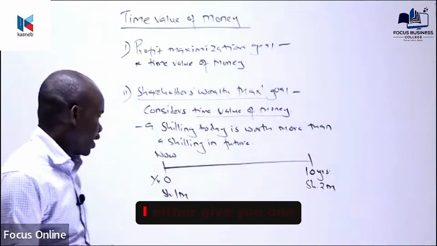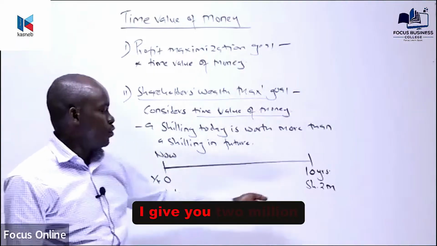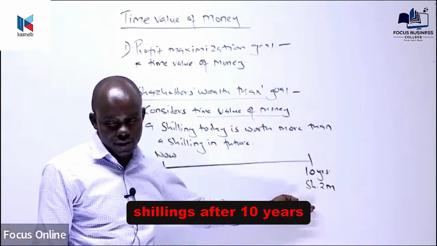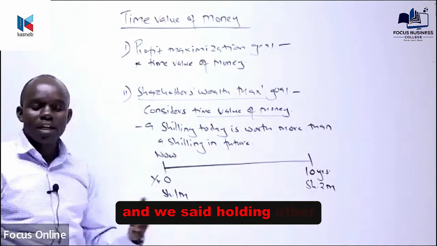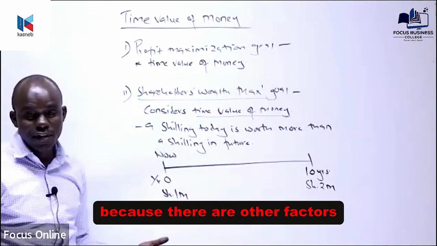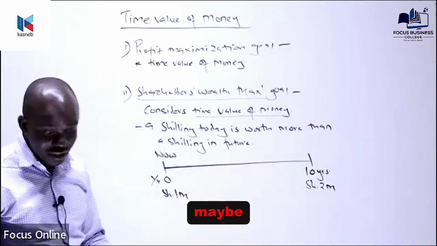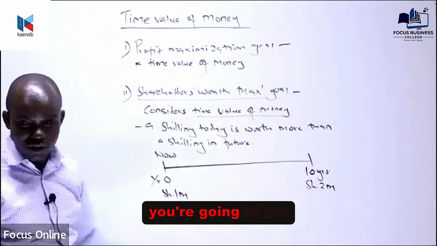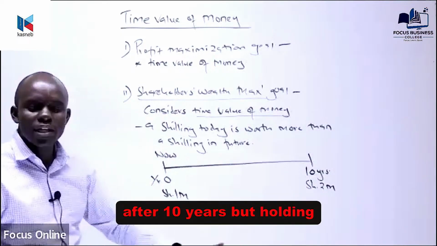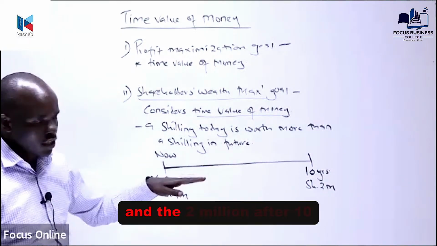I either give you 1 million shillings today, or you can wait and I give you 2 million shillings after 10 years. Which one is better? And we said holding other factors constant, because there are other factors that can influence your decision. Maybe you are going through a difficult time and you don't care what you're going to get after 10 years, but holding other factors constant, just look at the 1 million now and the 2 million after 10 years.